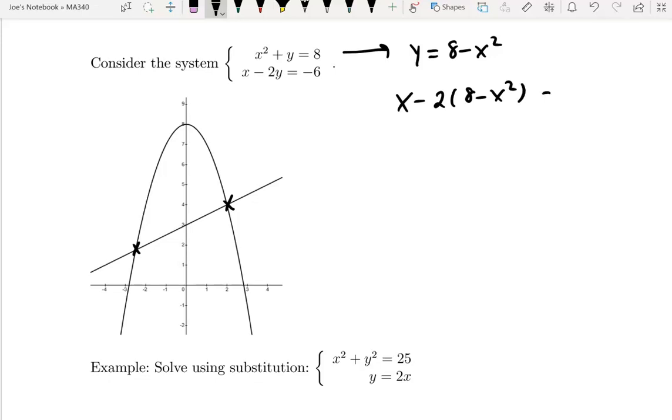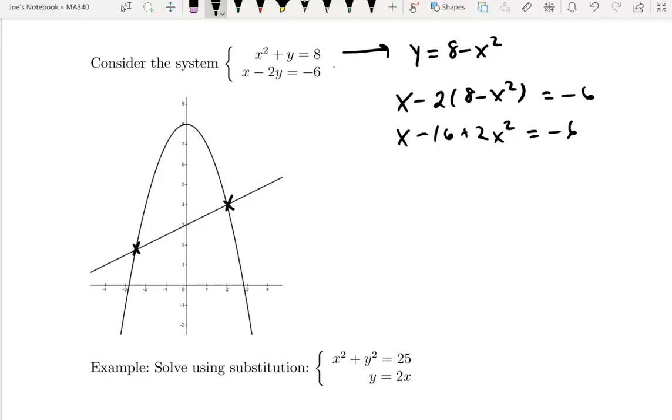plug it in for y here into the second equation. And let's just solve. So distribute the -2 through. You'll get x minus 16 plus 2x squared equals -6. We have a quadratic equation here.